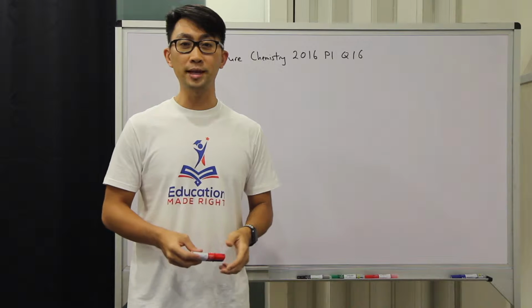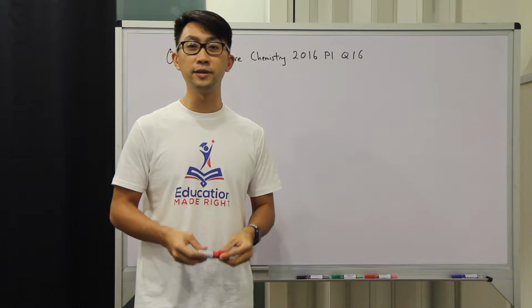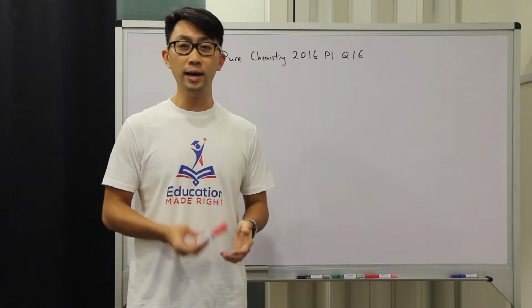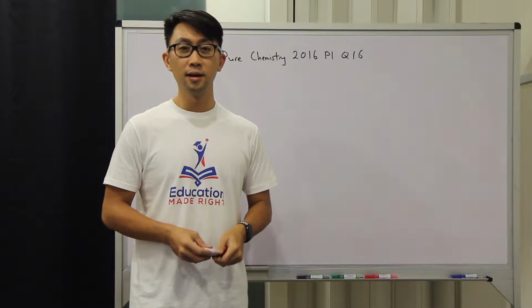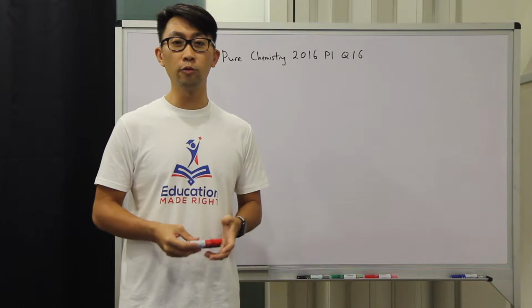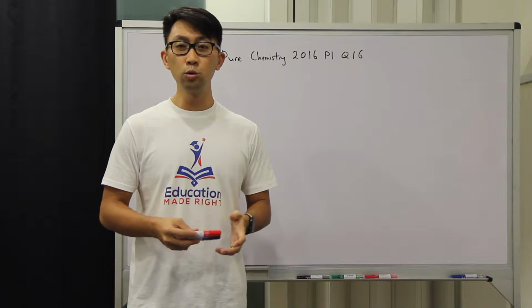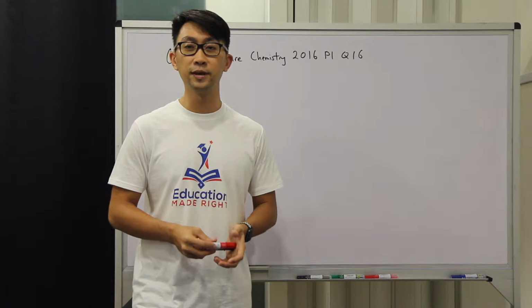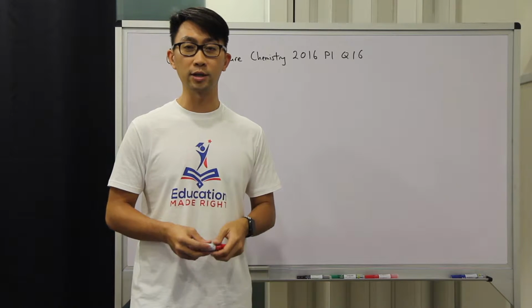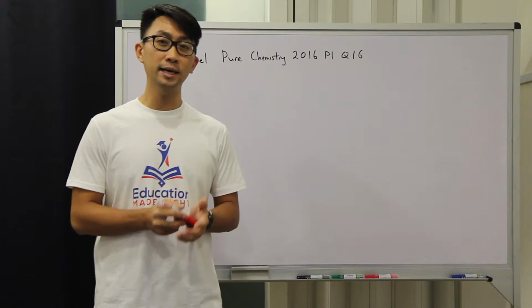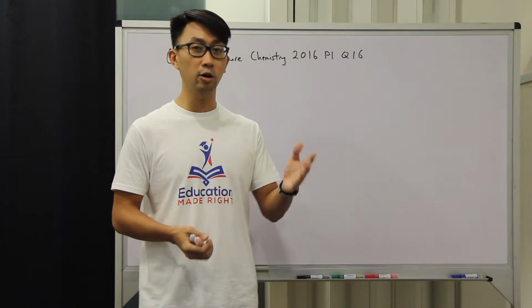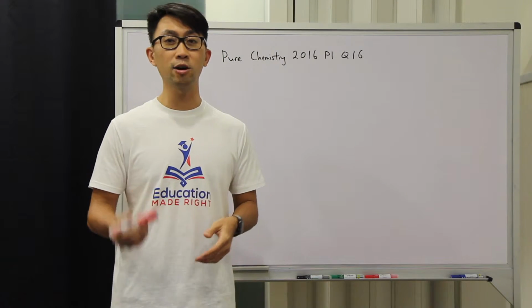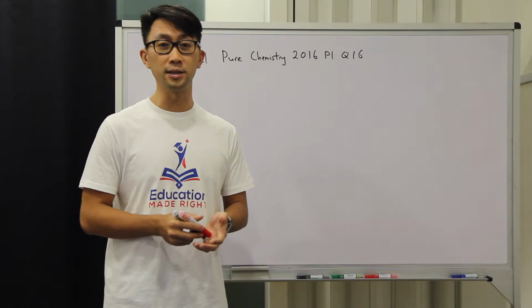The formation of metallic oxides involves the transfer of electrons from metal atoms to oxygen atoms. In the formation of 1 mole of which metallic oxide do the metal atoms not transfer exactly 2 moles of electrons? So this question is asking about the reaction between a metal and oxygen that gives the metallic oxide. Let's have a look at the options.